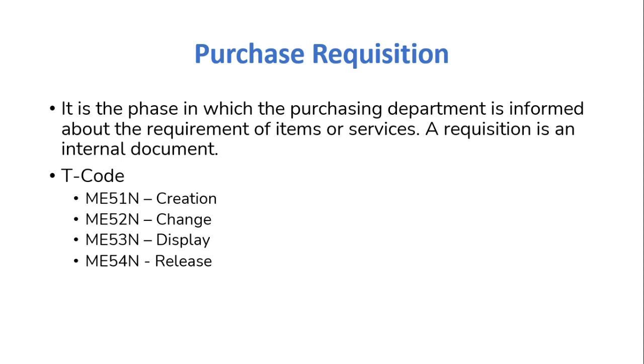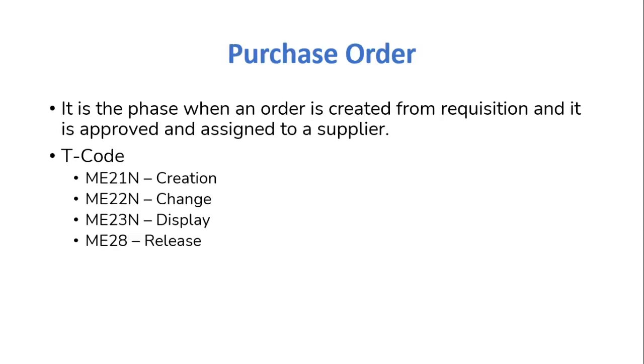This is the process. The transaction code for PR creation is ME51N. For PR change, ME52N is the transaction code. For PR display, ME53N is the transaction code. To release the PR, ME54N is the transaction code. Okay. Once the PR is created and released, then it will go to the purchase order.